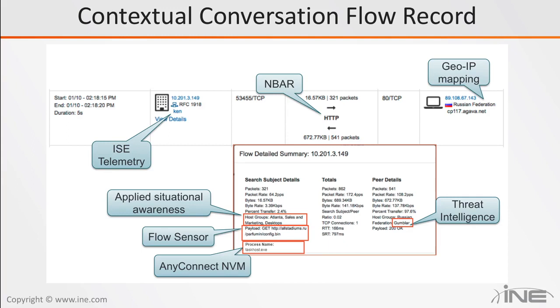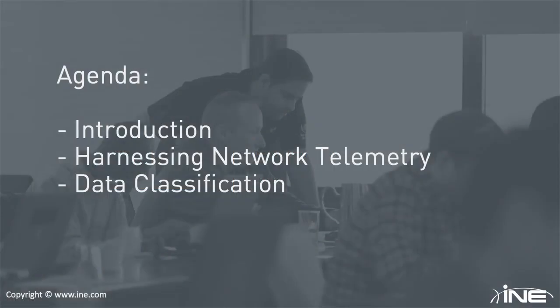Now, this is how we harness the data that's being collected by the flow collector and being done on the Stealthwatch management console. It's time to look at how we classify those IPs. For example, we have an IP 10.201.3.149 and 89.108.67.143. How do we classify which IP is trusted, which IPs are untrusted, which IP belongs to the inside network, which IP belongs to our outside network? So this moves on to the next step called data classification.